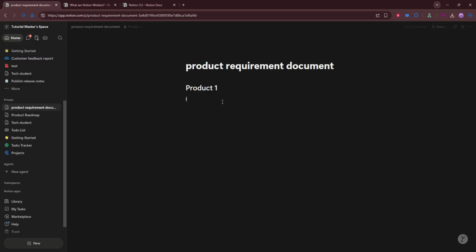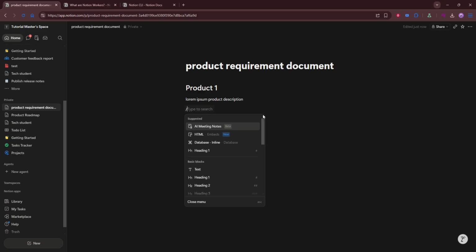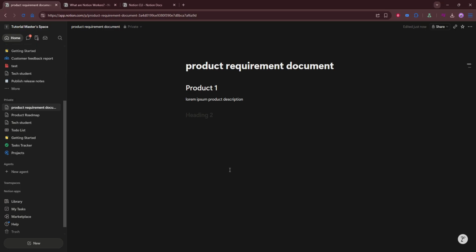After that, write out the problem or opportunity this product will address. This is one of the most important parts of the document because it explains why the work is worth doing. Be direct and specific. Describe the issue users are facing or the opportunity the business wants to capture, so the purpose of the product is easy to understand.